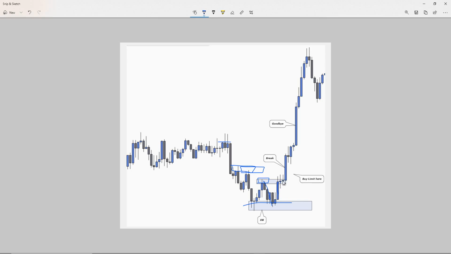This is not a break. This is not a break. This is the break. So keep in mind where the break is. This candle, this big bullish candle.